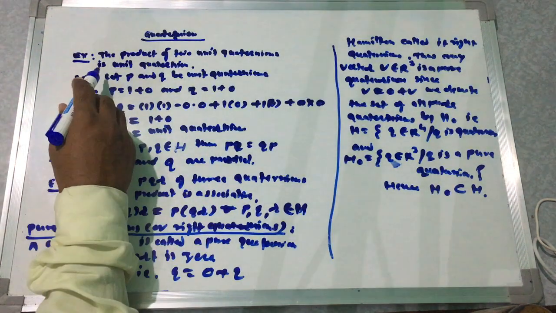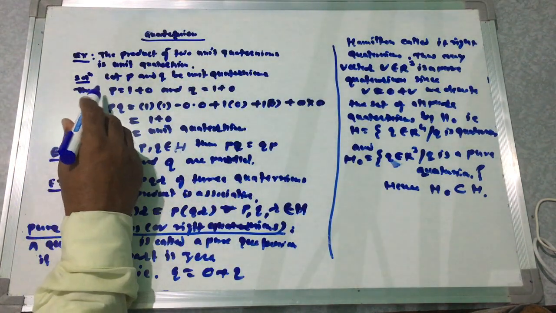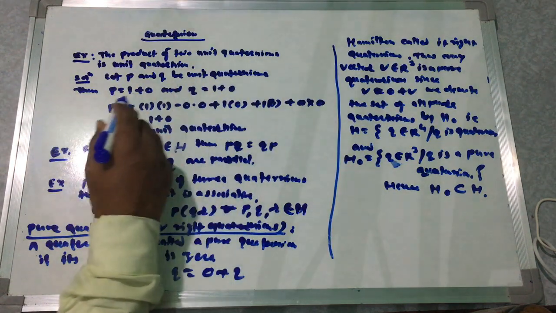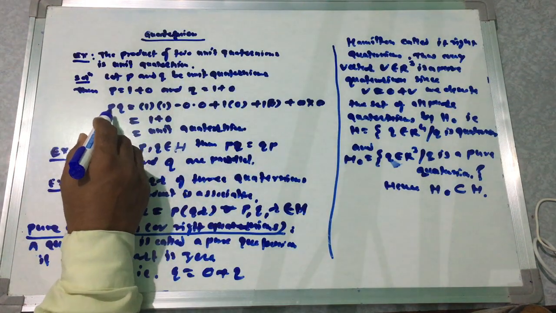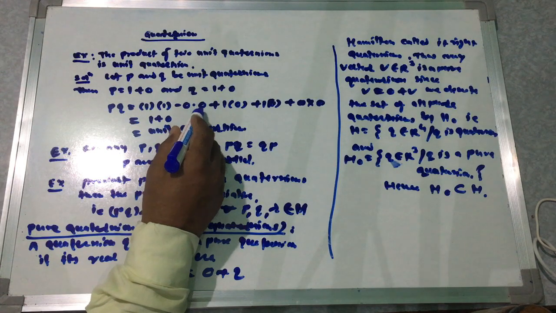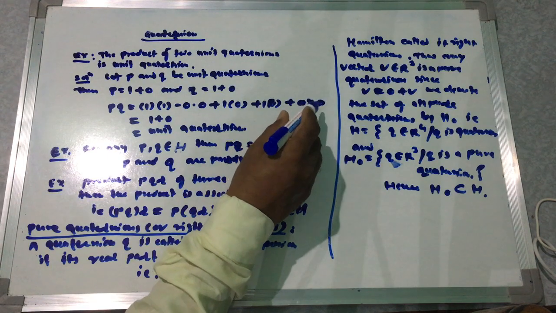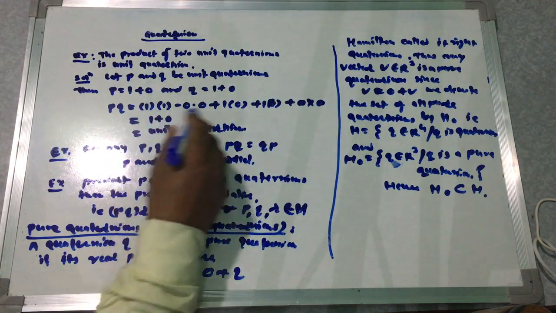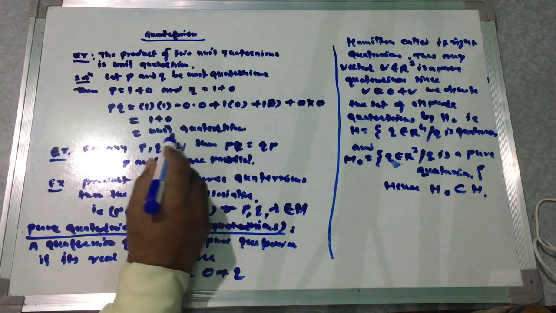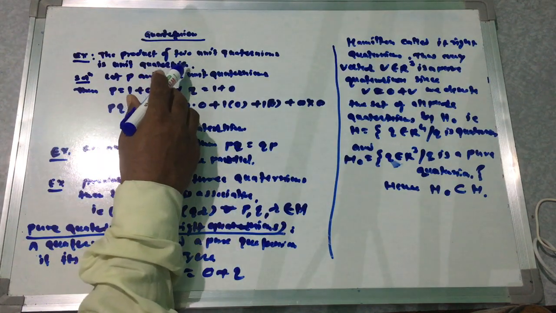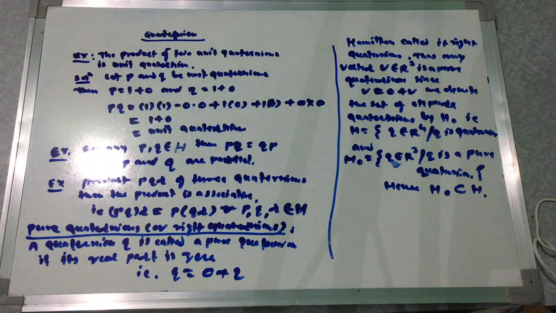Quaternions. Example: the product of two unit quaternions is a unit quaternion. Solution: let P and Q be unit quaternions, P = 1 + 0 and Q = 1 + 0. The product PQ is 1 into 1 minus 0 into 0, plus 1 into 0, plus 1 into 0, plus 0 into 0. That is equal to 1 plus 0, which is a unit quaternion. Unit means 1. So the product of two unit quaternions is a unit quaternion. In this manner we have to see.